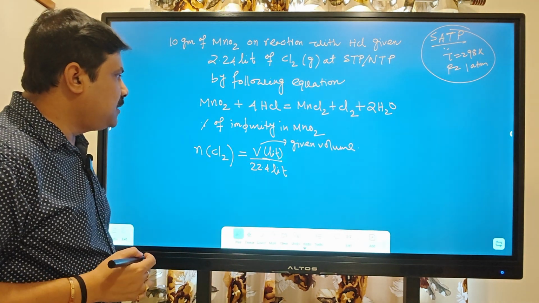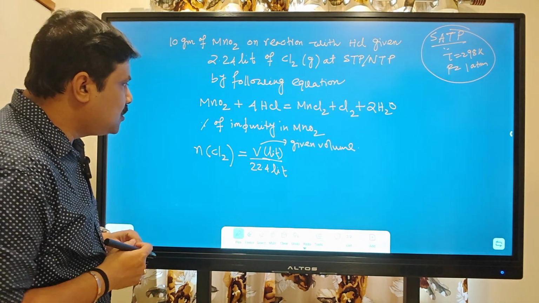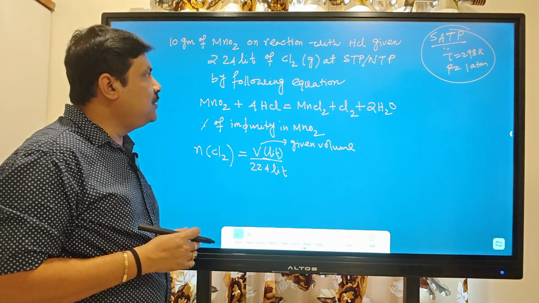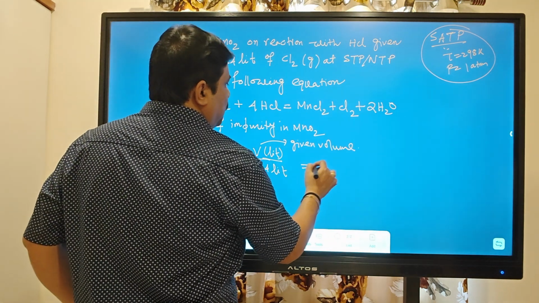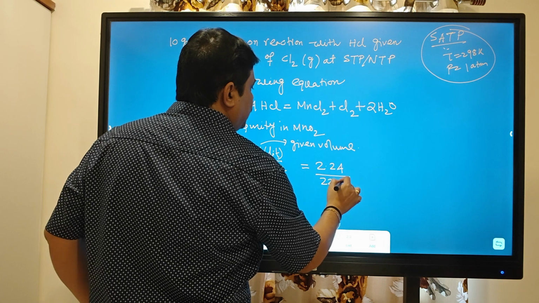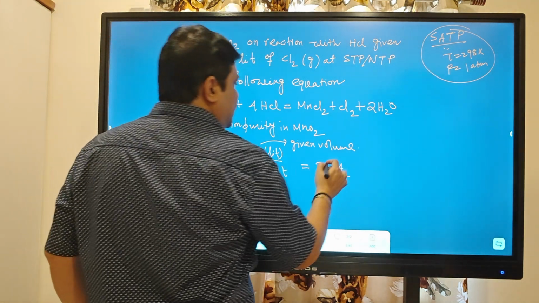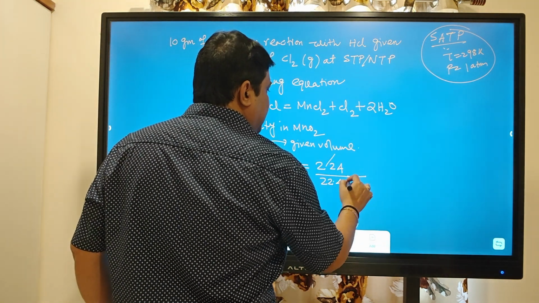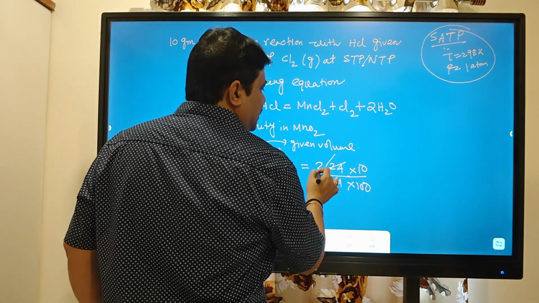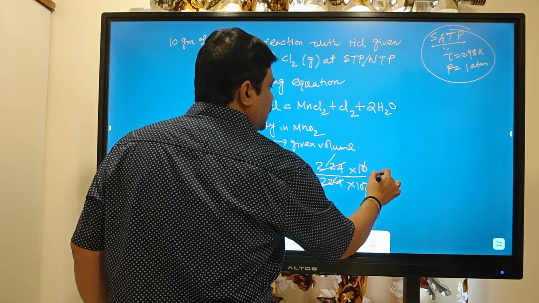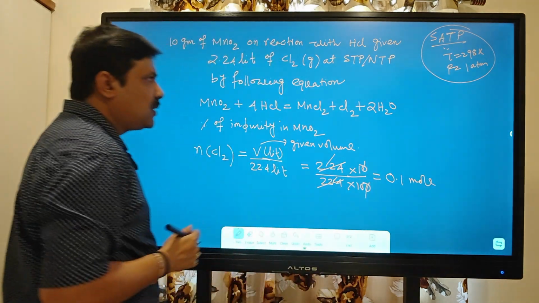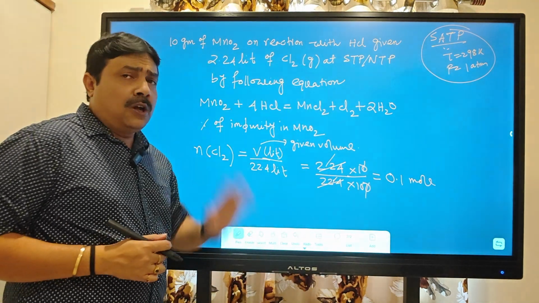So given volume, this one. Then number of moles will be equal to given volume by 22.4 liters. Then what is the given volume here? 2.24 divided by 22.4. If you cancel the decimal point here you will get 100, and the decimal point here you will put 10. Cancelling the 0, this is 1 by 10. 1 by 10 means 0.1 mole. Yes or no? Now you look, 0.1 mole of chlorine is coming.